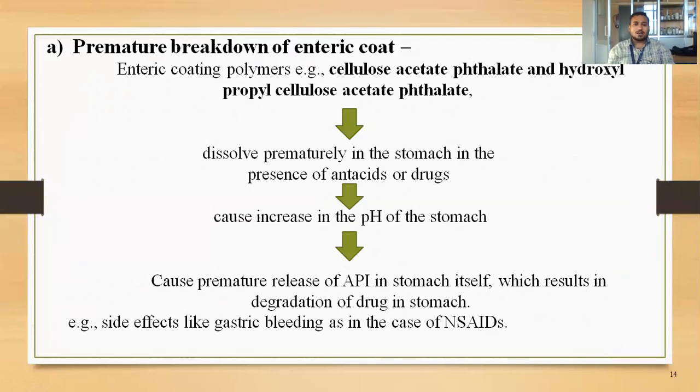That is premature breakdown of enteric coating. All of you know that an enteric coated tablet breaks down in the intestine. Examples of enteric coating polymers are cellulose acetate phthalate and hydroxypropyl methylcellulose phthalate. So these are the polymers we are using for enteric coated tablets. They may dissolve prematurely in the stomach in the presence of antacids or drugs that cause an increase in the pH of the stomach. This causes premature release of API in the stomach itself, which results in degradation of the drug in the stomach.